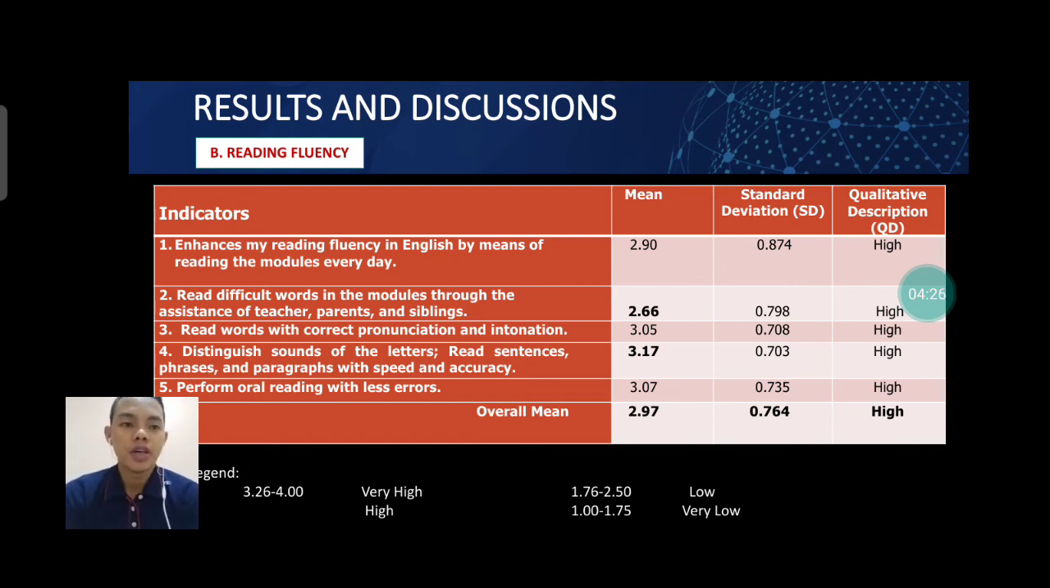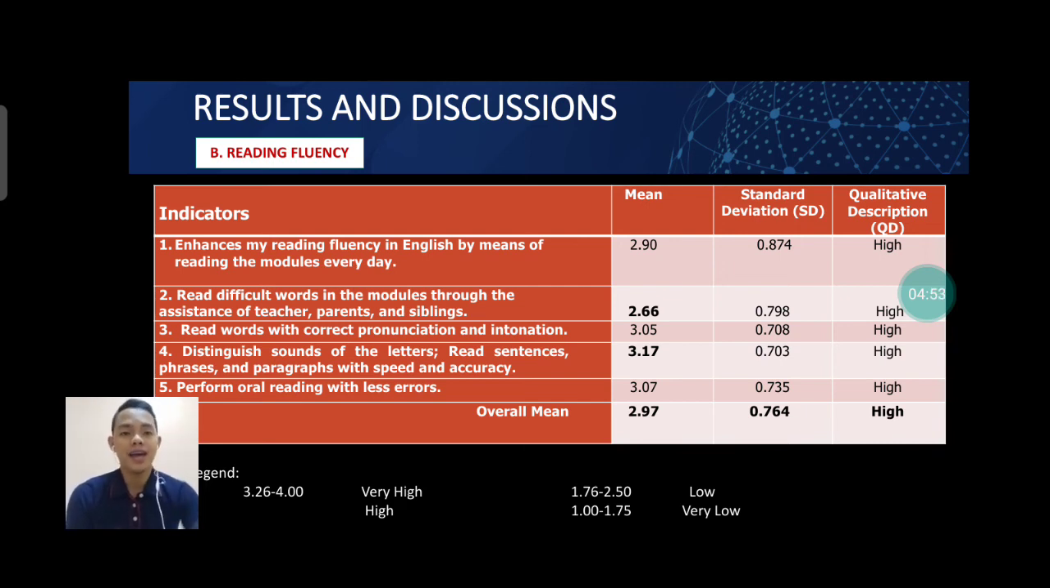However, the indicator "distinguishes sounds of the letters, reads sentences, phrases, and paragraphs with speed and accuracy" obtained the highest mean of 3.17, which means high. It is already expected that the learners from grades 3 to 6 can already distinguish sounds of the letters, read sentences and paragraphs with speed and accuracy. That's why the result was high.